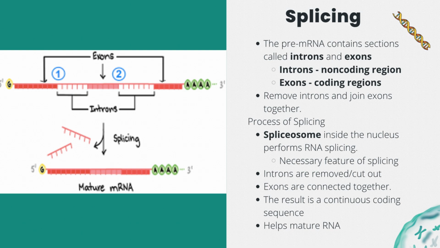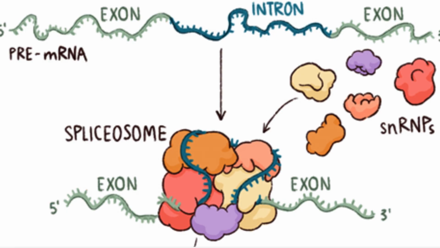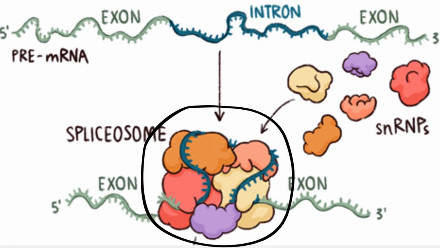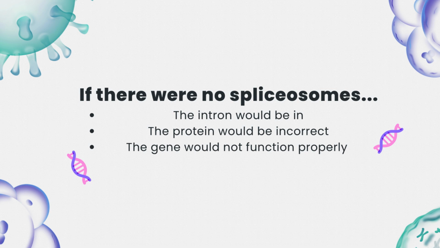For the whole process of splicing, a spliceosome, which is inside the nucleus, performs the RNA splicing. And this is a necessary feature of splicing. The spliceosome cuts the introns out and connects the exons together, and this will result in a continuous coding sequence and helps the RNA mature. You can see it better in this picture where you can see the spliceosome cutting out the introns and joining the exons together. What if there were no spliceosomes during transcription?